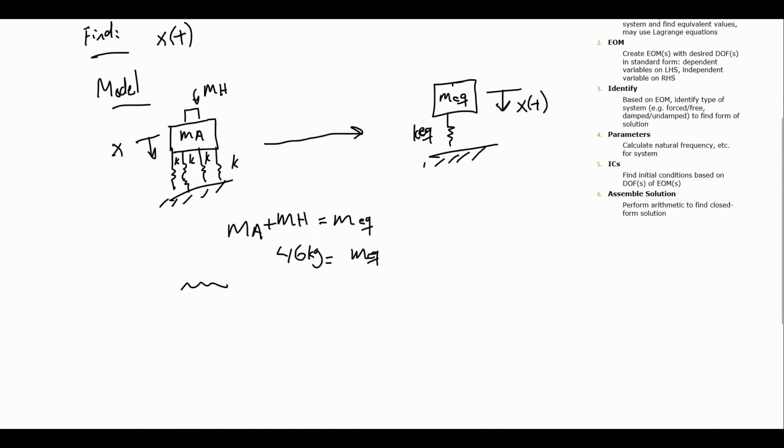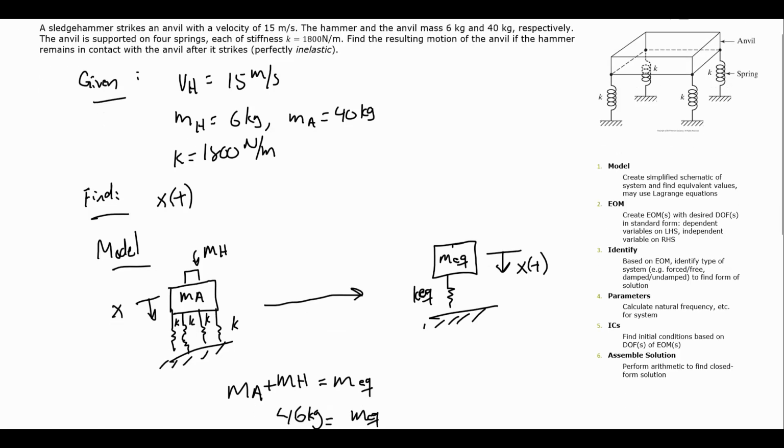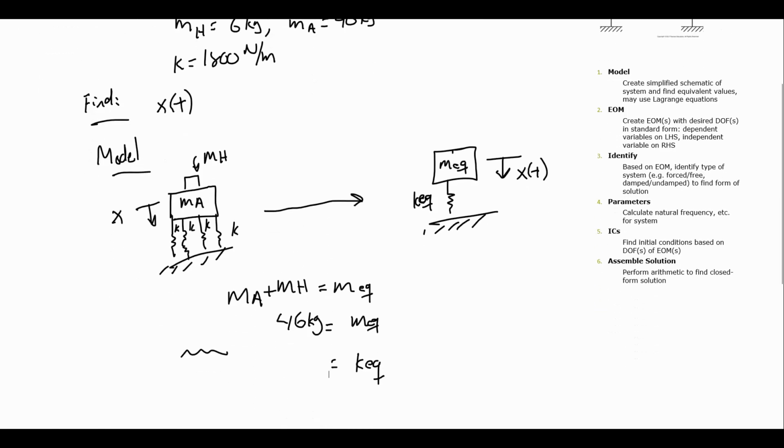Now, the equivalent spring constant. We have in our picture that the anvil is resting on these 4 springs, and those springs are in parallel. Each spring has a stiffness of 1800. What we know is that springs in parallel, that is, they all deflect the exact same amount, we can just add their spring constants together. So if I take k plus k plus k plus k, that's 4 times k.